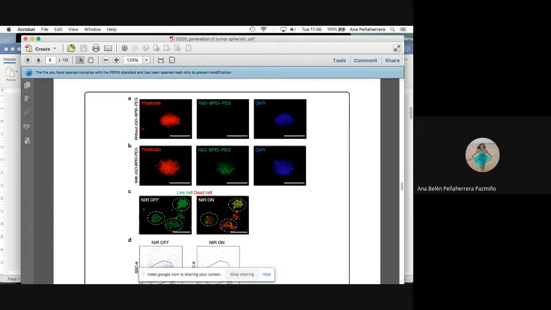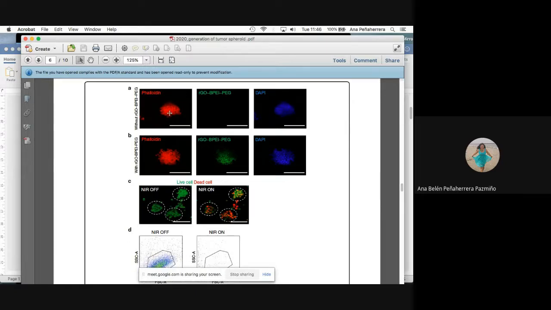So here we see the cells are marked with phalloidin in order to see the cytoskeleton. And here you see without this nanocomposite how the spheroid is, how the morphology is. And then for the nanocomposite, they also label it with green fluorescence. And finally, the DAPI to mark the nuclei of the cells. So you can see that in scheme B, with the nanocomposite, the shape of the spheroid changes, and the cells have uptaken this compound.